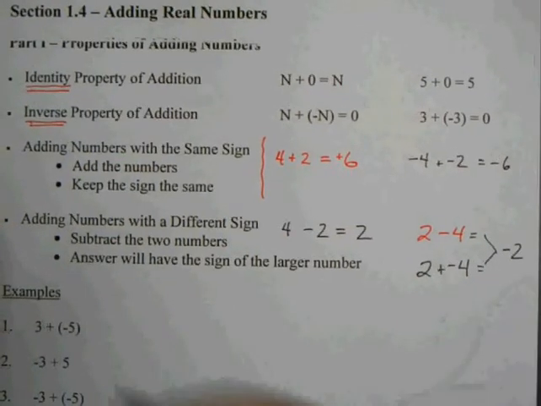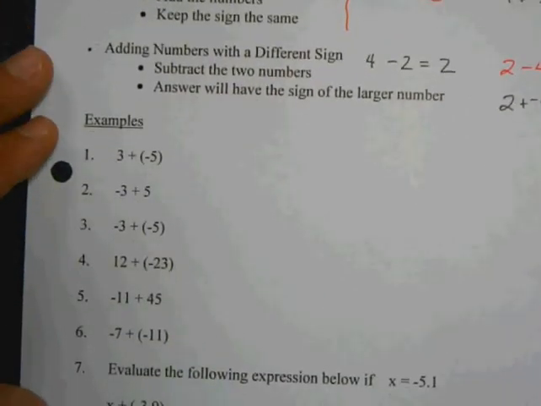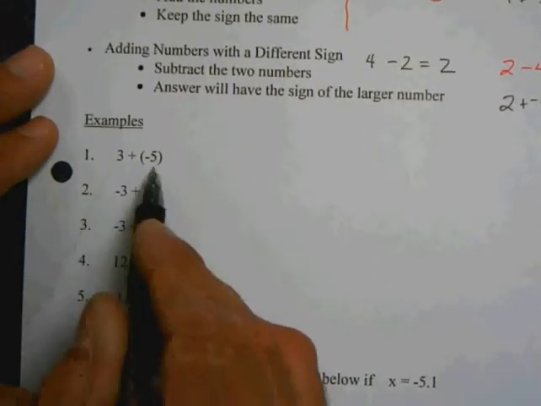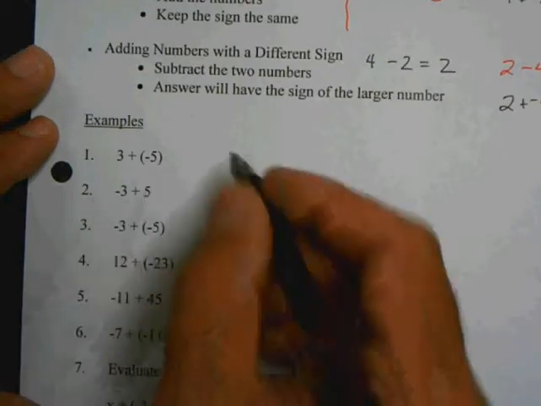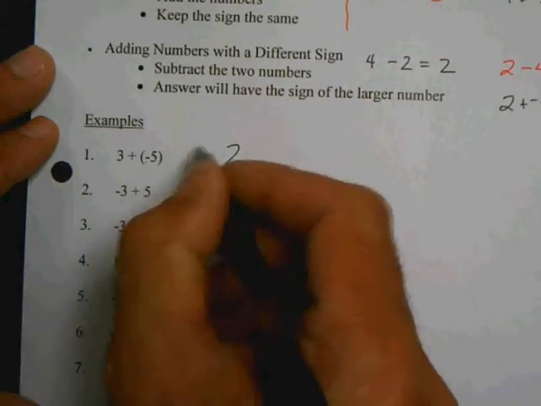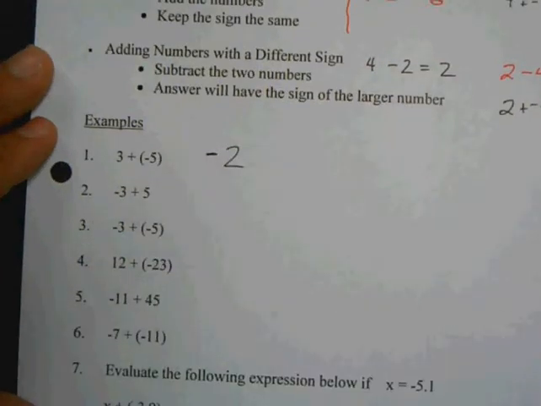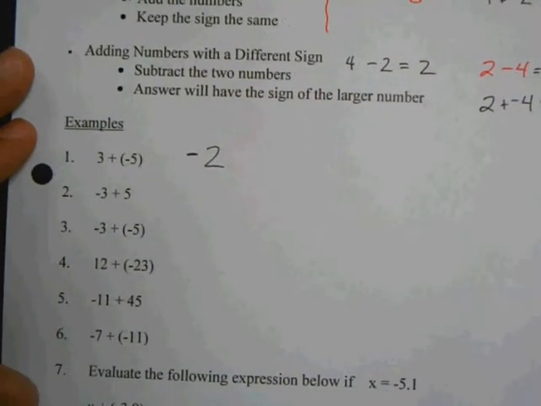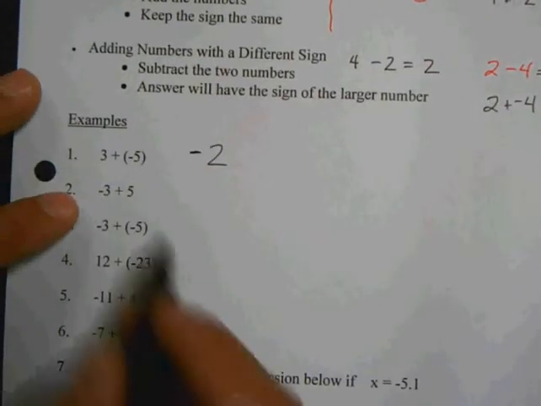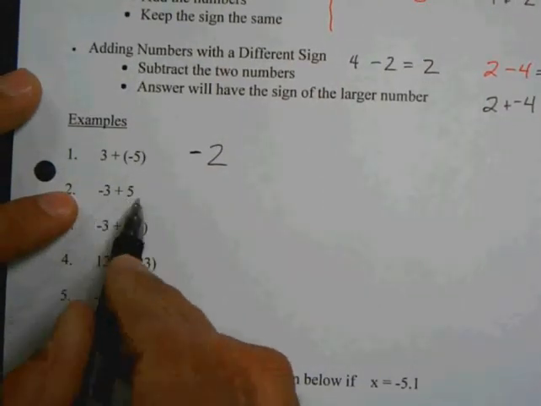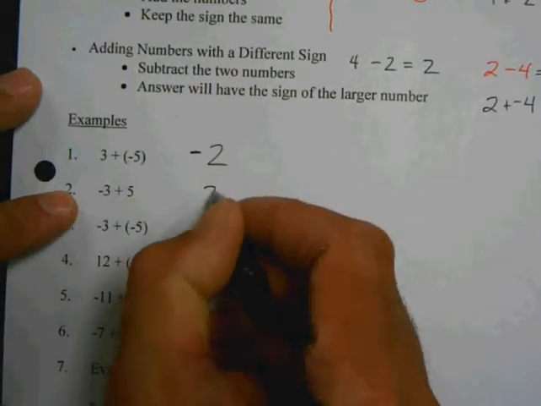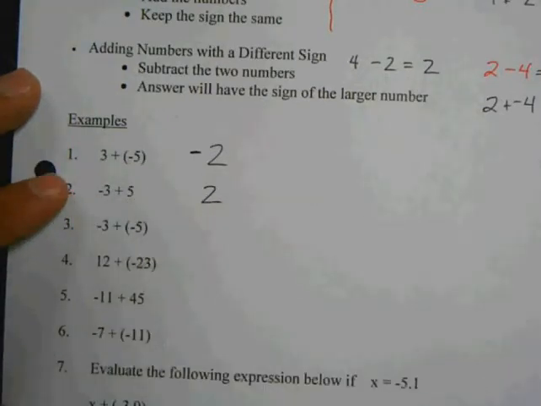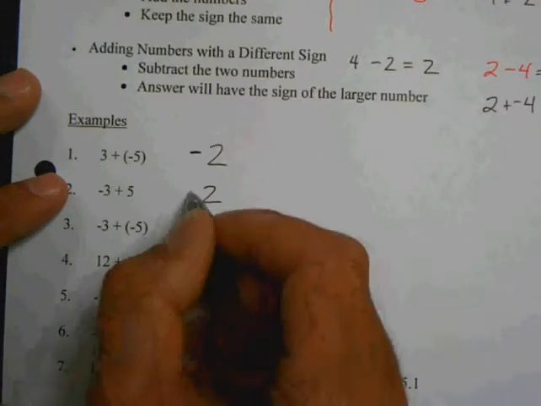For example, we've got a bunch down here just to look at as samples. They're different signs, so subtract. What's 5 minus 3? 2. The larger one's negative, so the answer is negative. Wyatt, question? Okay. Next one. They're different signs, so we subtract them. 5 minus 3, once again, is 2. But here, the larger one is what? Positive, so the answer is positive.